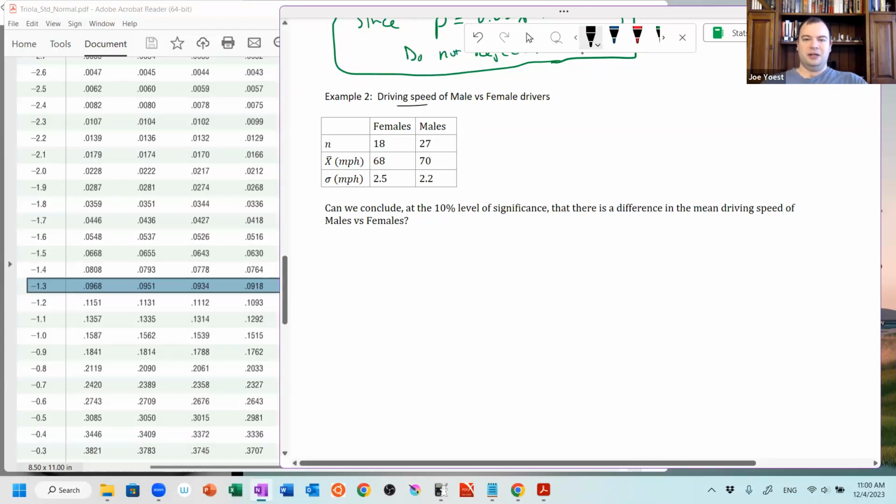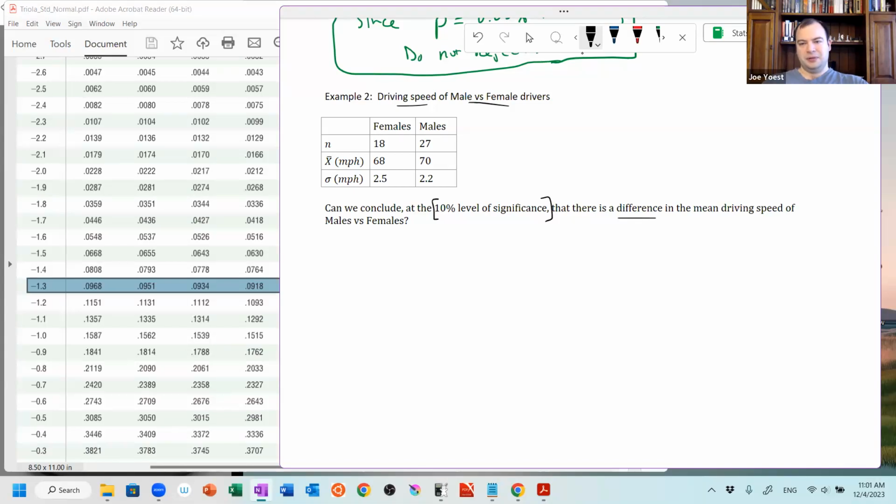So we have some data on the driving speed of male versus female drivers. And can we conclude at the 10% level that there is a difference in the mean driving speed of males versus females? So a difference could be if the males drove a lot faster than the females, or if the males drove a lot slower than the females.